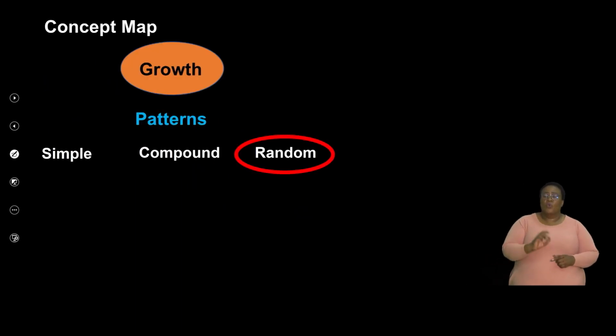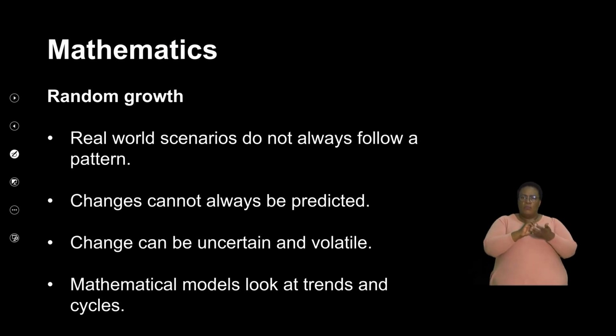Now, with random growth, let's just quickly run through it. These are real-world scenarios that do not always follow a pattern. So remember the exchange rate, inflation, and all that. And then changes cannot always be predicted. So you don't know what's going to happen tomorrow. There is no formula to calculate that. Then the change can be uncertain and volatile, meaning the change cannot really always be what we want. It can be something completely different from what we want. And then mathematical models normally look at trends and cycles of what this means.